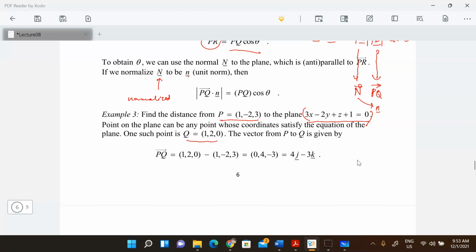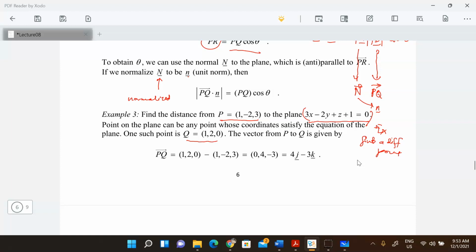But one could replace this with other points if you want to, as long as it satisfies this equation of the plane. That should work, and I'll leave that as an exercise. Find a different point. So let's stick to this point Q equals (1, 2, 0).